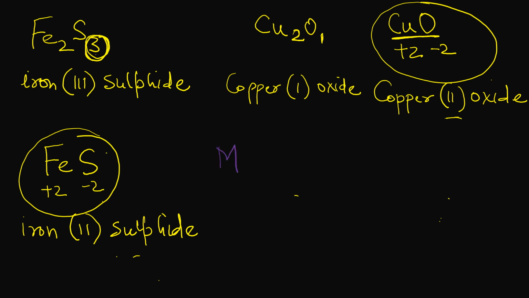So try writing the name of this compound, MnPO4. So just pause the video and try writing the name for this compound. Hopefully you got it right, but let's see if you got it right or not. The name of this compound should be manganese 3 phosphate.